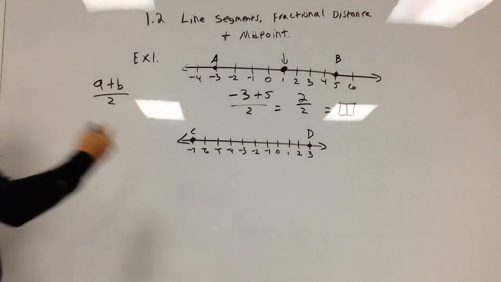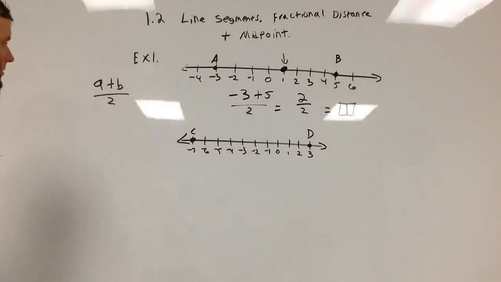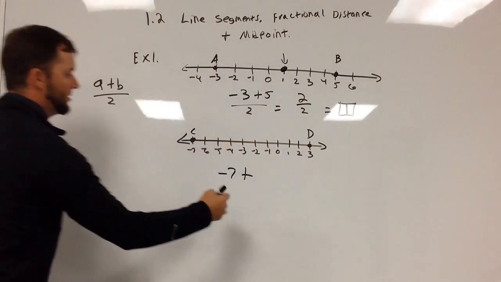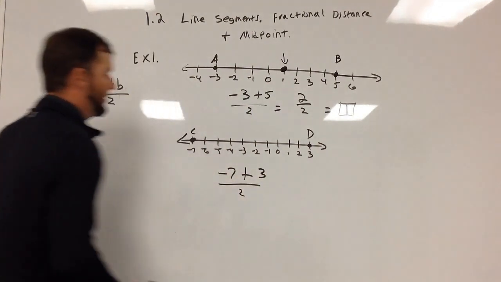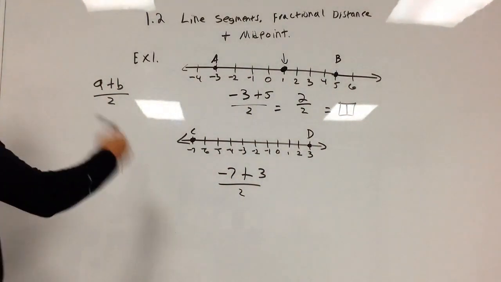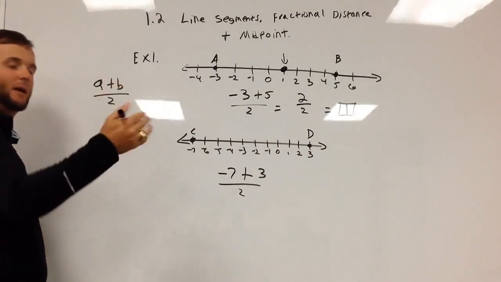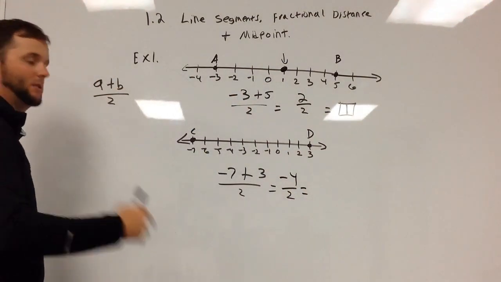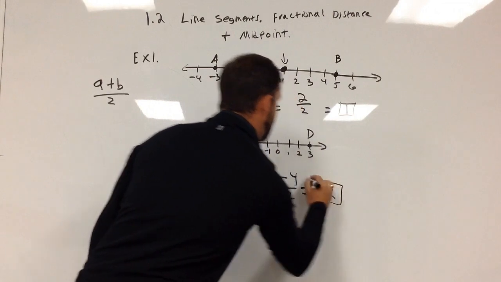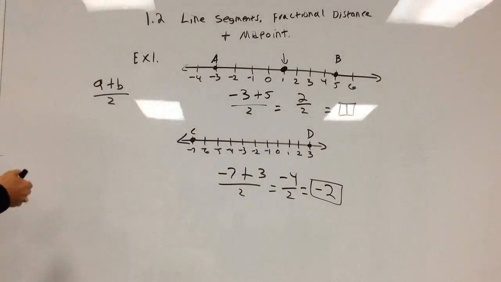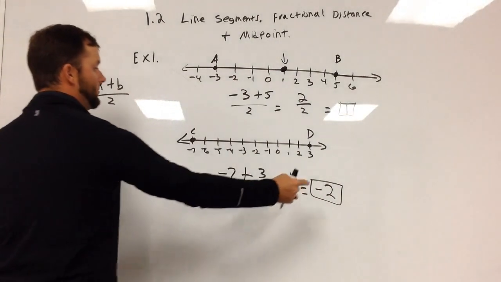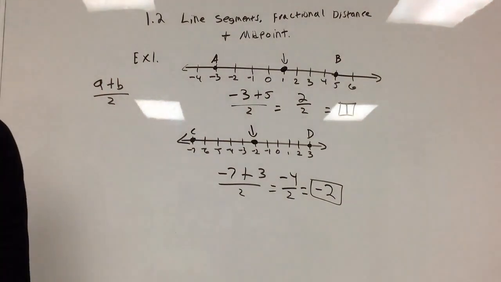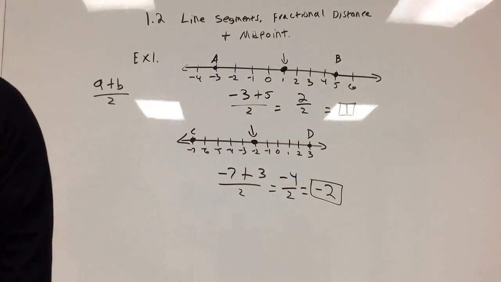Okay? And now we're going to do the same thing down here with C and D. So right now, C is negative 7, so I'm going to take negative 7 and add it to D, which is positive 3, and then I'm going to divide that by 2. Okay? So negative 7 plus 3 is going to end up giving me negative 4. So I'm going to get negative 4 divided by 2. Negative 4 divided by 2 is going to be negative 2. So that means the actual midpoint between negative 7 and positive 3 is going to be negative 2. So this guy right here is going to be your midpoint between negative 7 and positive 3. So ladies and gentlemen, that is how you find the midpoint.